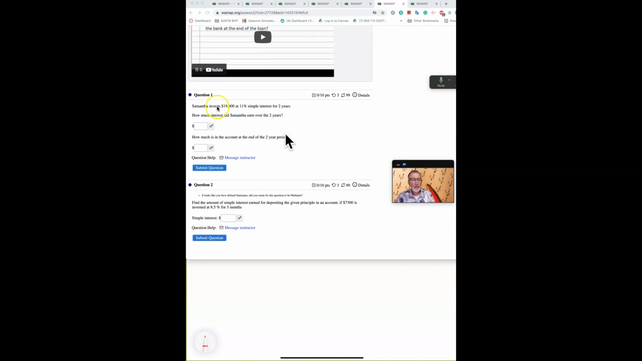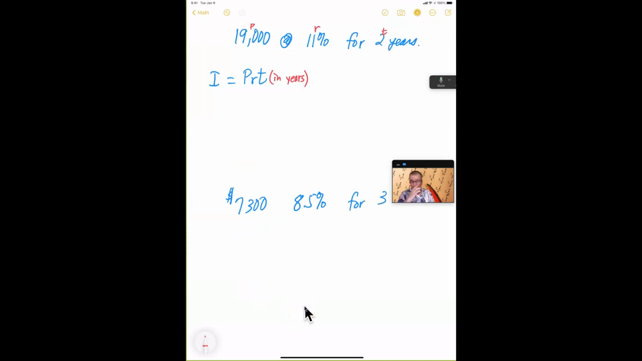Okay. So Samantha invests $19,000. That means her principal is $19,000. This is the P, right? 11% is the R. And 11% as a decimal is 0.11, right? And the time in years is 2 years, okay? So it's important to remember that the time has to be years. If they ask you or tell you time in months, you're going to have to make a conversion. Okay, so we'll do that on problem 2. Let's take a look at my tablet and see how to do this.